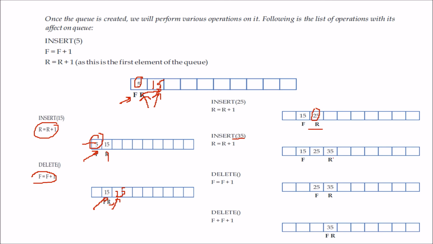Then again you want to add 35. So 35 is added. So rear now points to 35, like this. Rear will be pointing here. And then you want to delete. So 15 will be deleted. F will now point to 25. And if you want to delete again, F is going to point again to 35. So this is how insertion and deletion is being done.